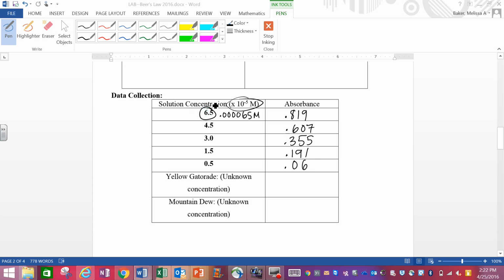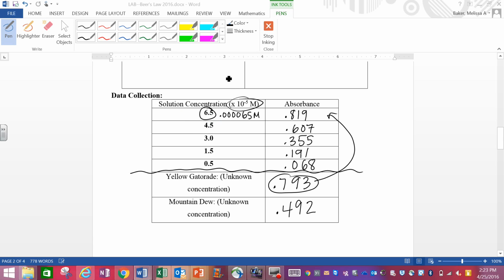I also took the data points for yellow Gatorade and Mountain Dew. Gatorade was 0.793. Mountain Dew was 0.492. Even just visually, you can see 0.793 is fairly close to a concentration of yellow dye of 0.000065. We're going to figure it out a little more exact. It's a little less concentrated than that since that number is a little bit less. And you can see where the Mountain Dew fits in too, somewhere between the 3 times 10 to the minus fifth and 4.5 times 10 to the minus fifth.